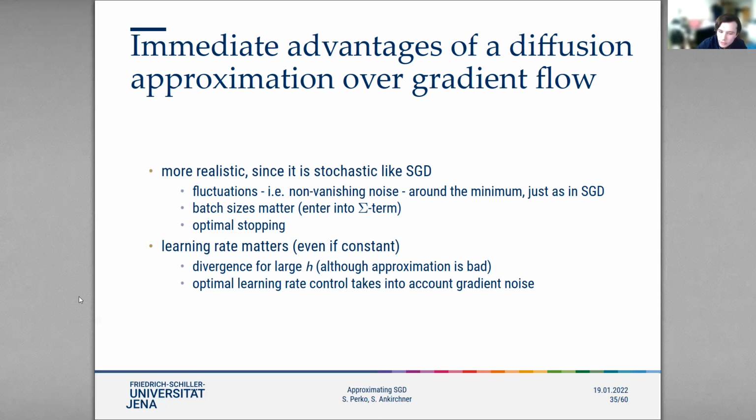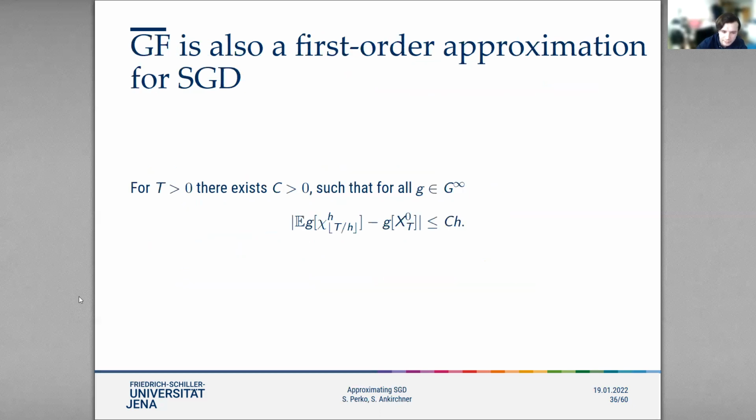And if we do optimal learning rate control, now we actually take into account the gradient noise, so the difference between the average gradient and the sample gradient. All right. Although something that we have to consider at this point is that the gradient flow approximation is also a first order approximation, or has the same weak convergence of order 1 as the diffusion approximation. So that leaves us with the question, is the diffusion approximation actually better in some sense?